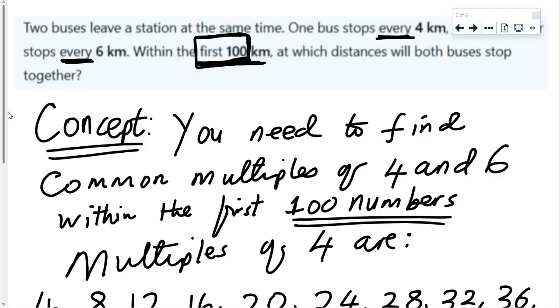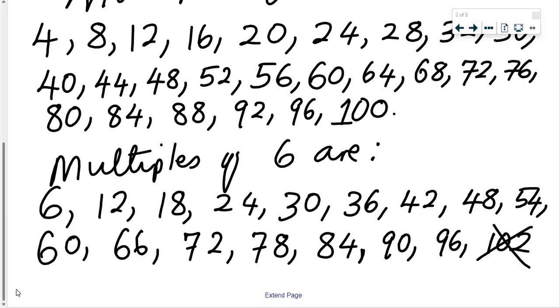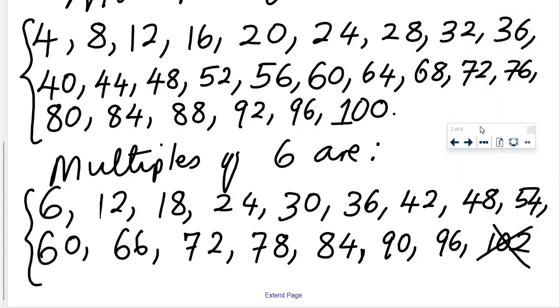Now, question: at which distances will both buses stop together? Look for common multiples. Common multiples are the numbers which are found in this list here and in this list here. Those are common multiples. Now, can we sort them? Let us try. We have the multiples of 6 and those multiples of 4 which are common.